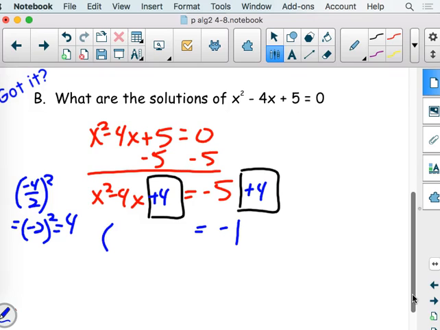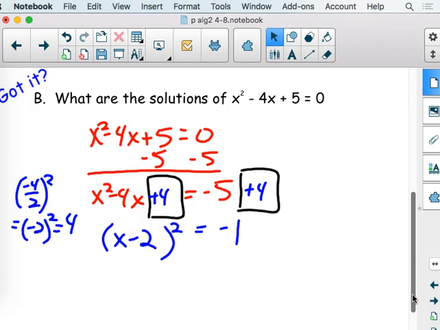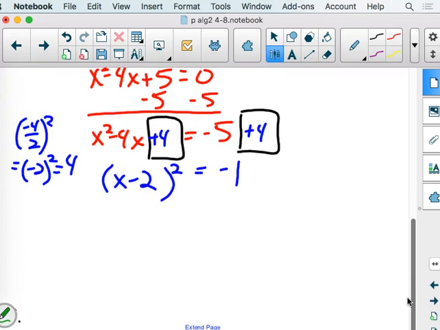The whole reason we did this was so that we could get a binomial square. And that's what a perfect square trinomial is. What goes in there? x minus 2. Now we're not done because x isn't by itself, but we are super duper close. Because all we have to do is get rid of that squared symbol for the next step. How do you get rid of it? Square root. What's the square root of negative 1? i. So don't forget to do the plus or minus. And then we've got our square root of negative 1, which is i.